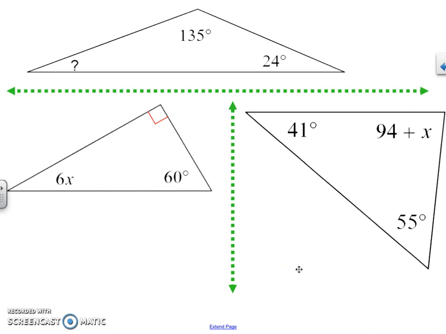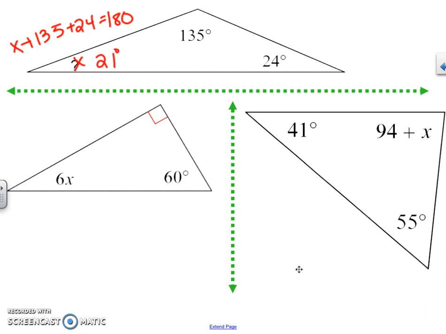First, if it's a question mark, I don't know what it is, I would call it X. So algebraically, I would say X plus 135 plus 24 equals 180. Okay, you are more than welcome to do 180 minus 35 minus 24. And when I do that, I would get 21. So the x would be 21 degrees.